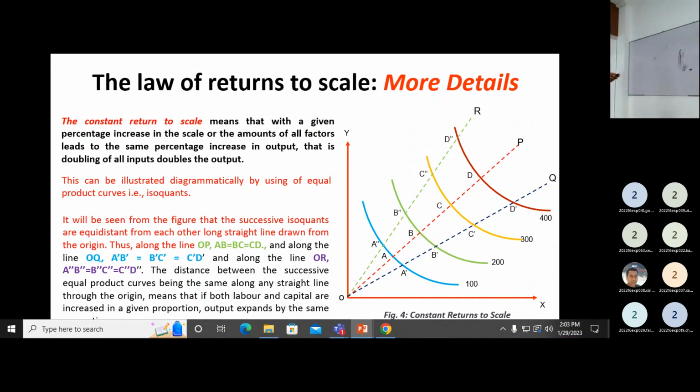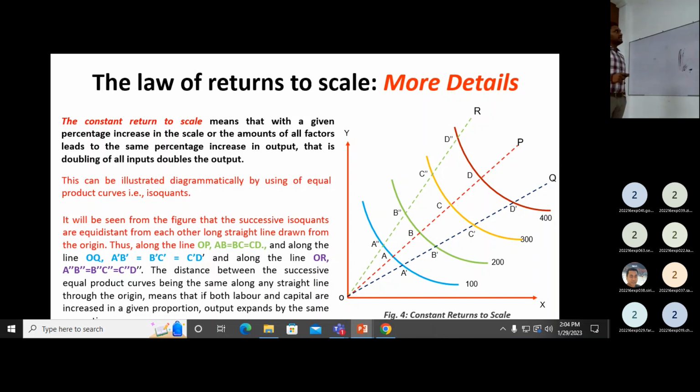Now here it says constant returns to scale means that a given percentage increase in the scale of your inputs, or the amounts of all the factors, leads to the same percentage increase in your output. That is, doubling the inputs doubles the output. Clear? This can be illustrated diagrammatically by using equal product curves, which we call isoquant curves. You have four isoquant curves and the gap between all of them is the same, meaning constant returns to scale.